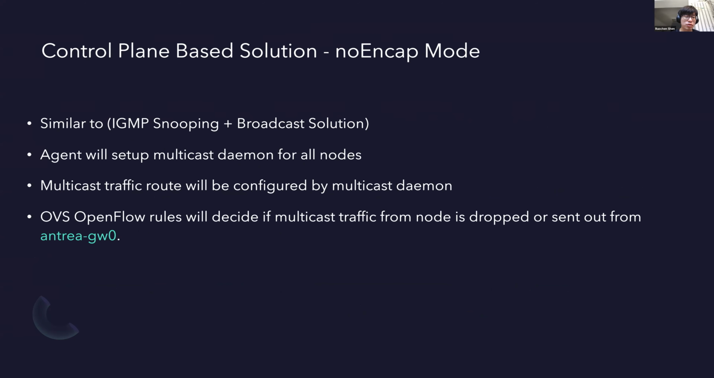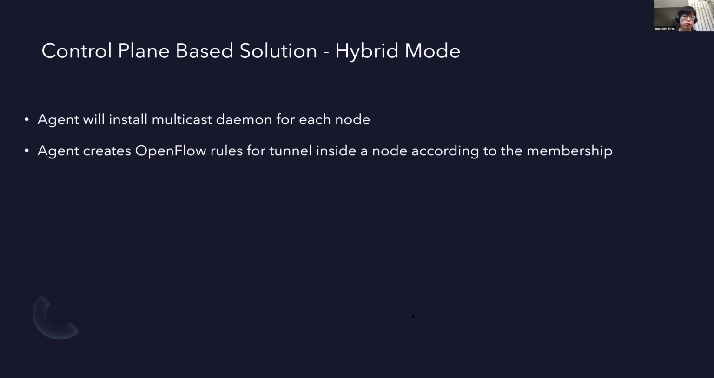For the noEncap mode, there's no big difference from the IGMP looping plus broadcast solution. The agent will set up the multicast daemon for all nodes, and the multicast traffic will be configured by the multicast daemon. Also, for hybrid mode, no new rule is introduced. When the user chooses hybrid mode, the agent will install the multicast daemon for each node and create OpenFlow rules for the tunnel inside the node according to the multicast group membership.